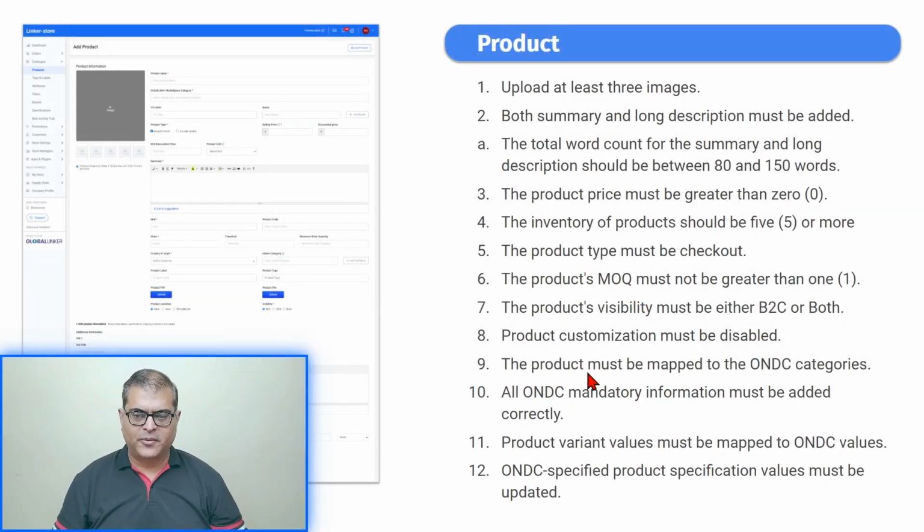The next requirement is ONDC product must be mapped to the categories which we have already discussed. All the ONDC mandatory information must be added, which we have already discussed. Product variant must be mapped to the ONDC values, the ONDC attribute mapping file, which we discussed, and the ONDC specification file, which is the point number 12. So you have discussed all these points. You have understood how to ensure that your products are updated as per the requirements here, and you have understood the step-by-step process as well for updating your product.